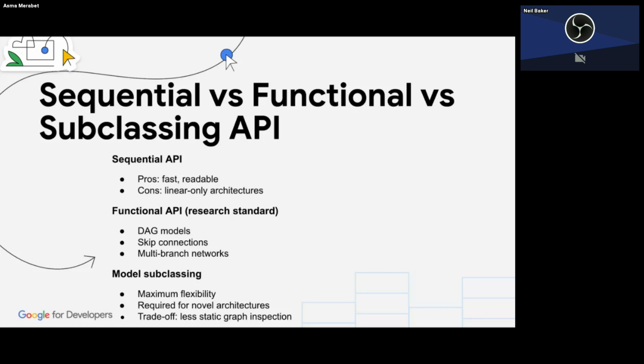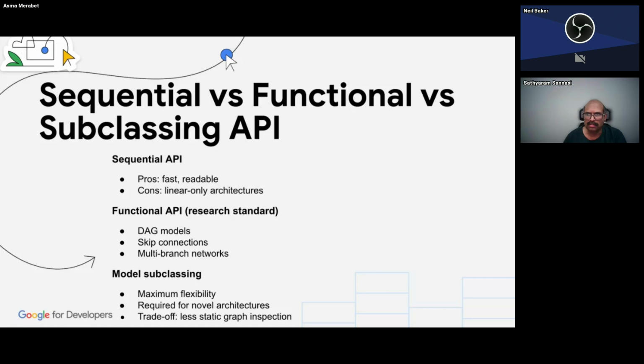The second one is the functional API. This is what most researchers use, and for a good reason, because it's flexible and explicit. When we have multiple inputs, we can use the functional API.